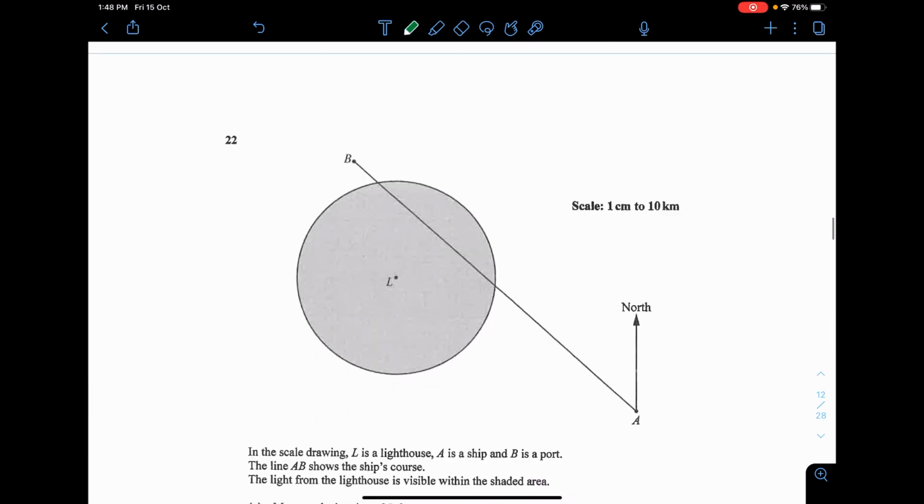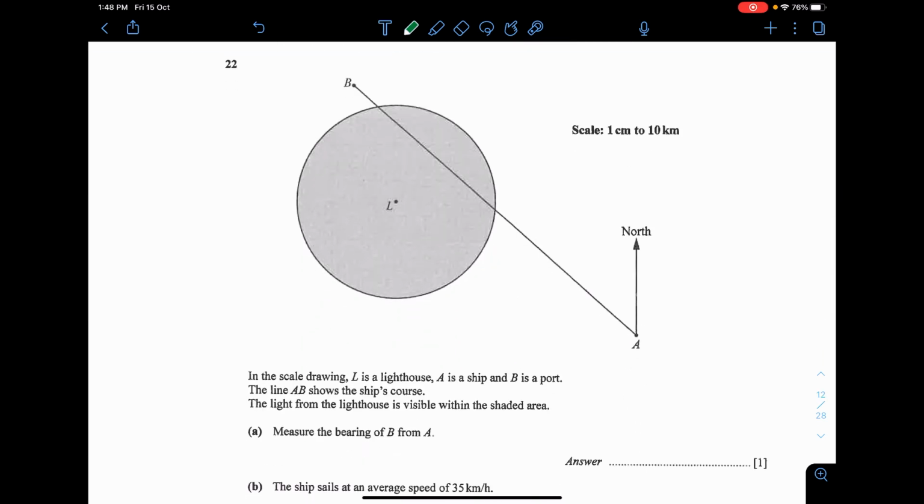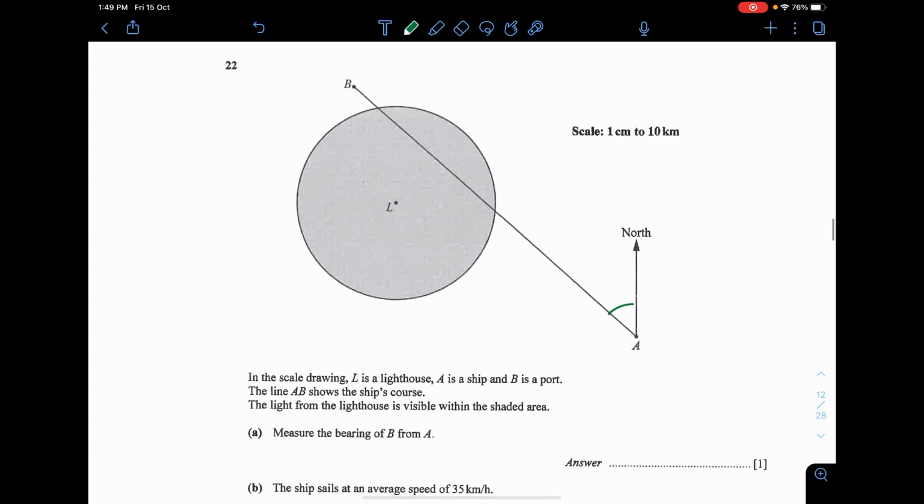Question 22. Measure the bearing of B from A. For this one you need to use your protractor. I definitely don't have my protractor with me right now, so I'll just take the answer. The answer here is that this angle is 48 degrees, but since you want the bearing, it must be this whole rotation, 360 minus 48. Be careful, guys, always do clockwise rotation.